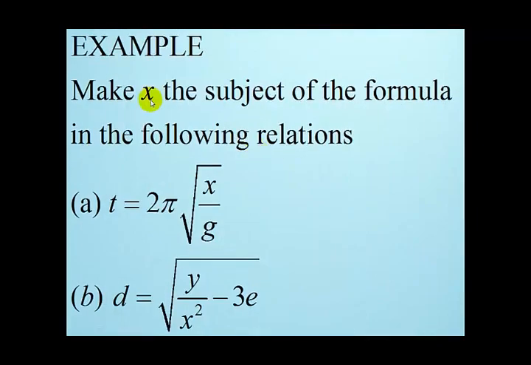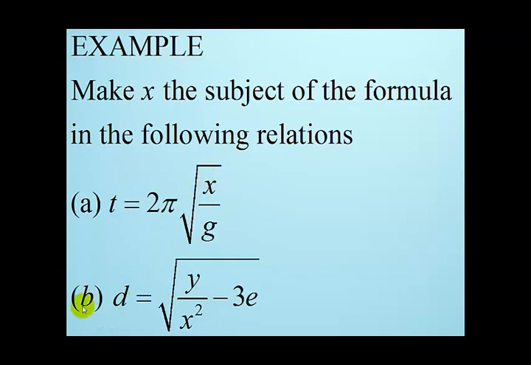Now make x the subject of the formula in the following relations. Make x the subject. A, T equals 2 pi square root of x over g. So we can see that the x that we are making the subject is under the root. That means we have to square both sides to eliminate the root.